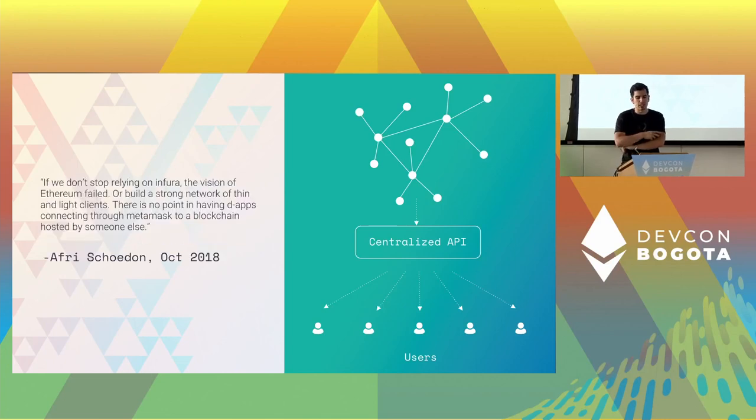Afri, I think, put it really concisely. He's one of the early prominent Ethereum core developers, and the way he put it is that if dApps are still accessing the blockchain through centralized hosting, then the Ethereum vision has effectively failed.